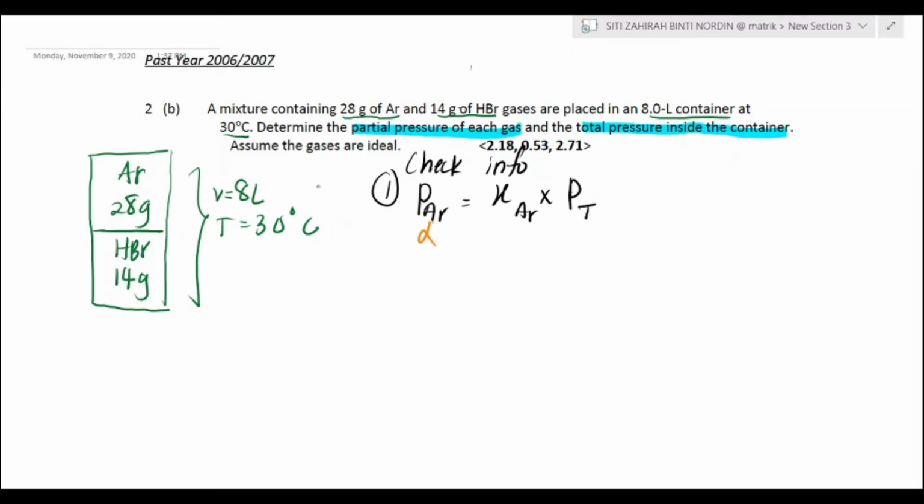No. The mole of Ar, can we find it? Yes, because we've got the mass. And the total pressure, can we find it? That would be hard for us. So no, it will be hard for us to find our partial pressure using Dalton's law formula. But class, please highlight that the question said, assume the gases are ideal.